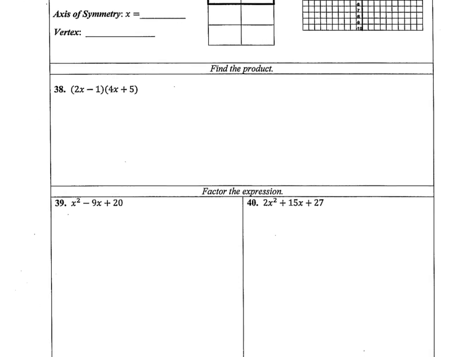Number 38, you got to find this product. You can FOIL or you can box. Most of you seem to like to box. So remember, you set it up like this: 2x minus 1 there, 4x plus 5 there. Make sure you combine like terms.